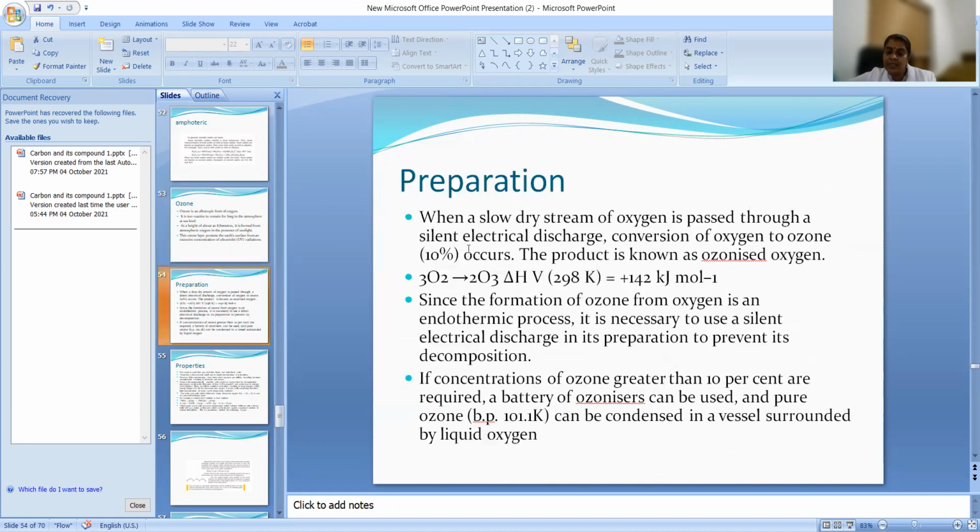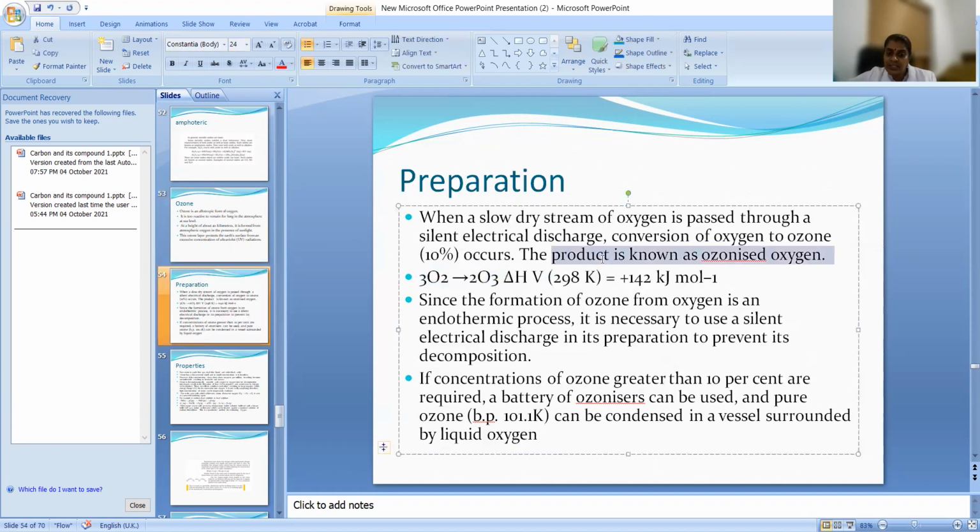It protects us from ultraviolet radiation. And how do we prepare it? Look at this, you can understand that it is an endothermic process. So you need an electric discharge for this reaction to take place. When it takes place, oxygen is converted into ozone, O3. So it is an endothermic process.